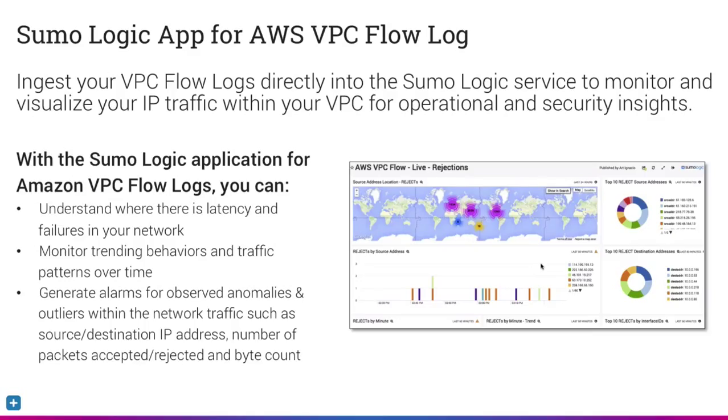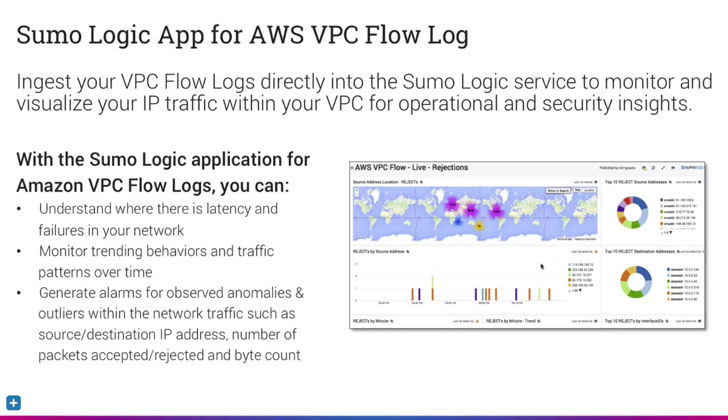The first integration that I want to cover is the Sumo Logic app for AWS VPC Flow Logs. And what this app allows you to do is to ingest your VPC Flow Logs directly into the Sumo Logic service to monitor and visualize your IP traffic within your VPC operational environment.